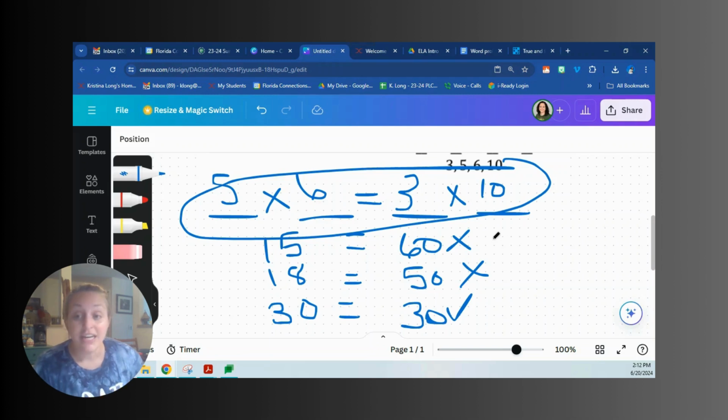Guessing and checking is a really good strategy to use. I know, again, you're like, oh, I don't want to guess and check. But the more you do it, the better at it you get, the better your number sense is. You can kind of logically guess and check, but it's a really valid strategy.